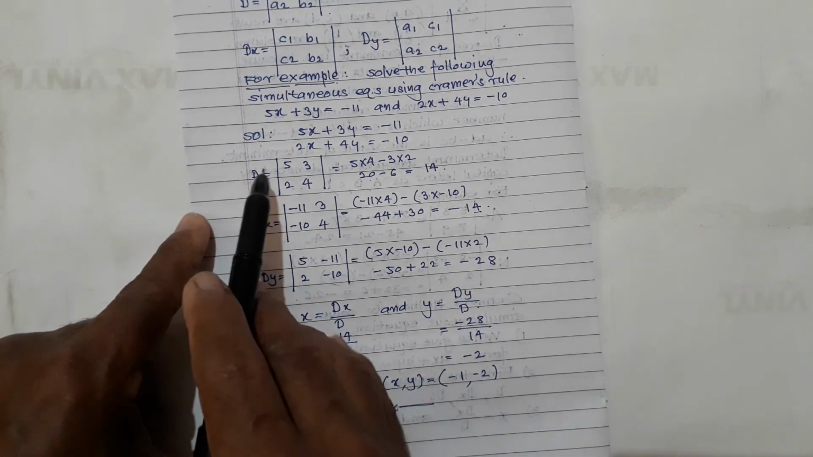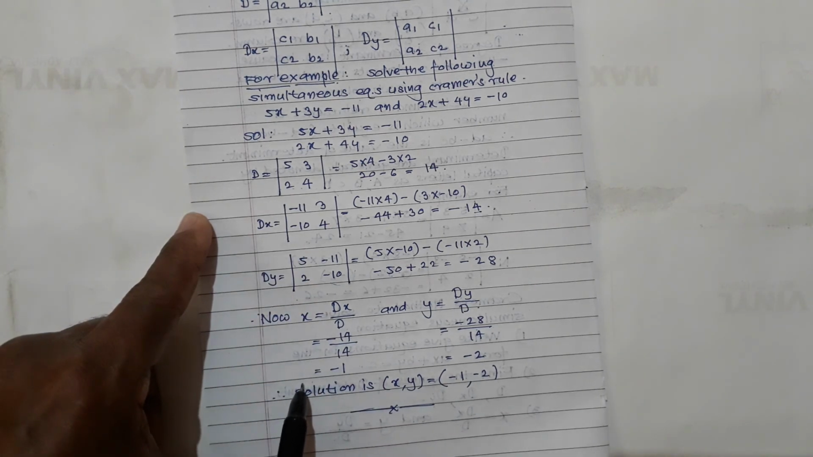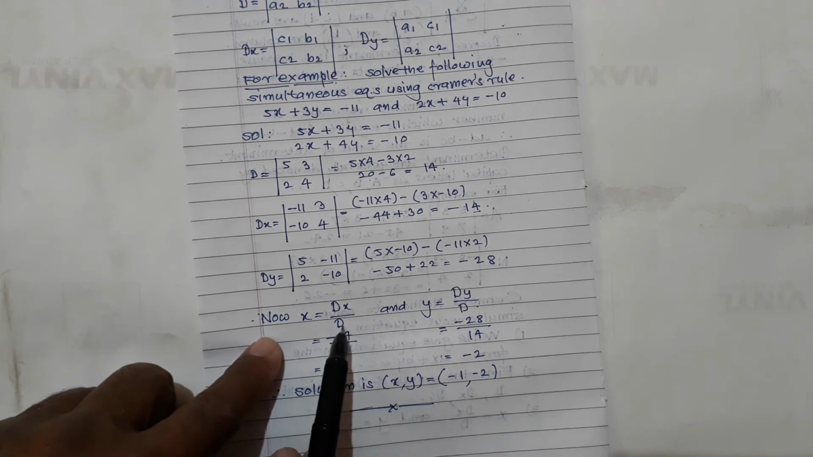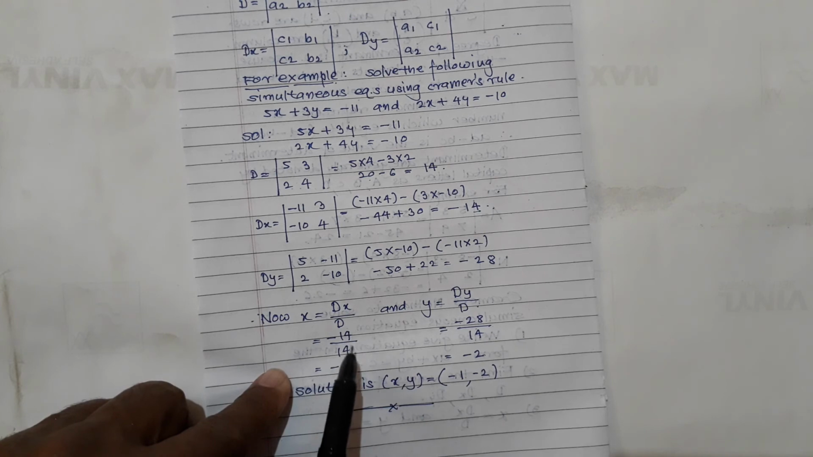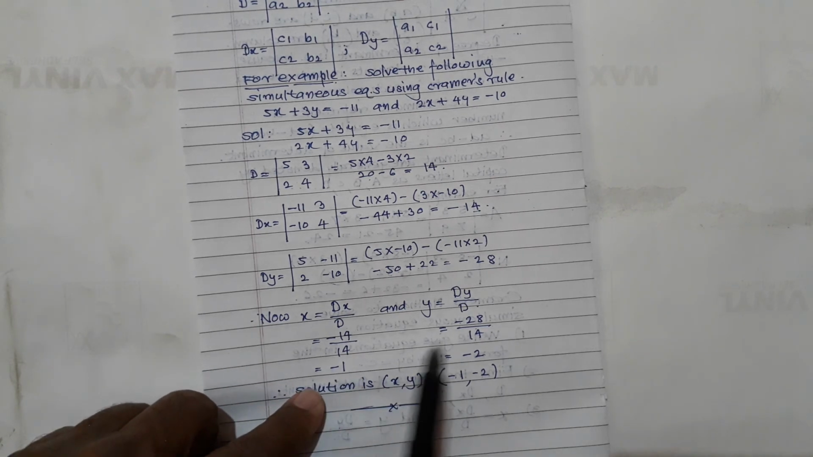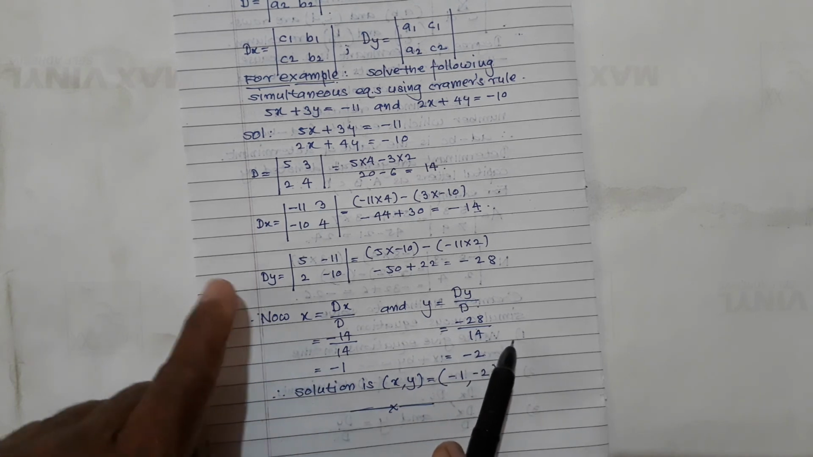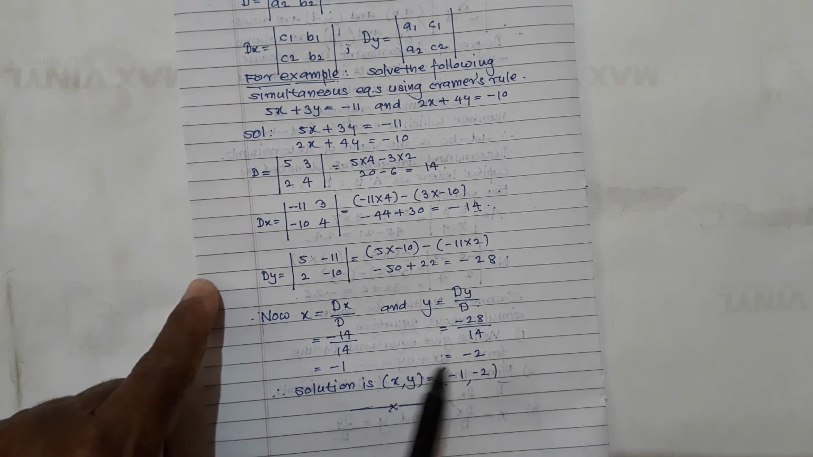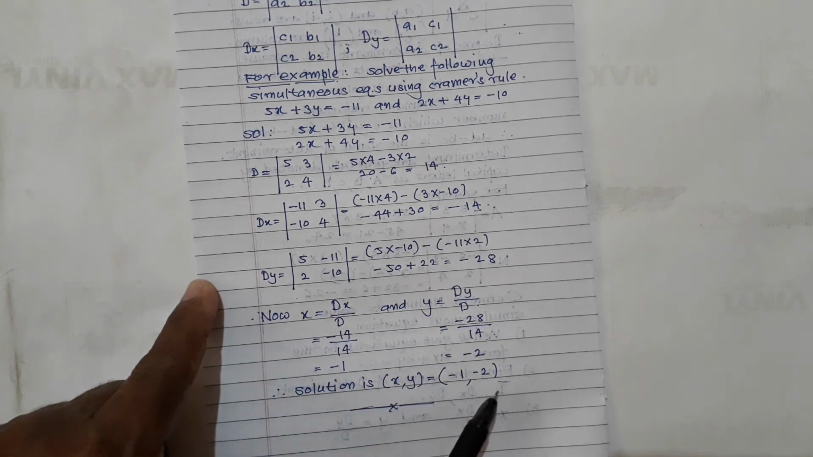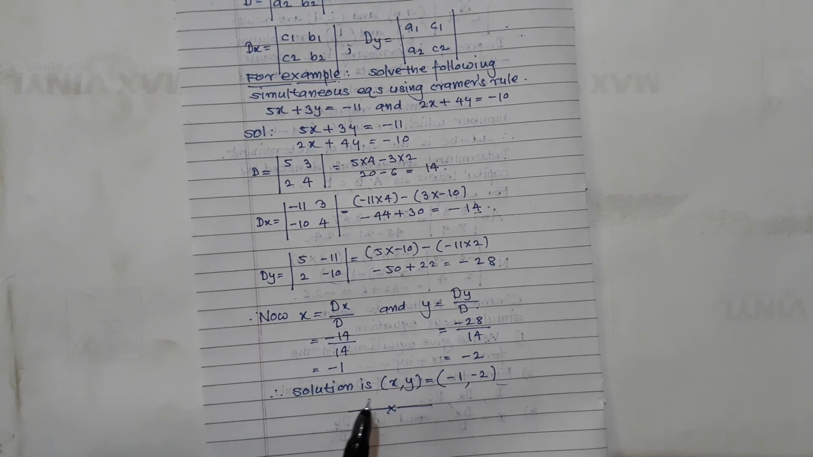Now in this way you have D, Dx, Dy, then simply use your formula. x is equal to Dx upon D and y is equal to Dy upon D. So x is equal to minus 14 upon 14, which gives you minus 1, and y is minus 28 upon 14, which gives you minus 2. Hence your solution is (x, y) equal to (minus 1, minus 2). So this is a very easy method, only the mechanism you need to concentrate on.